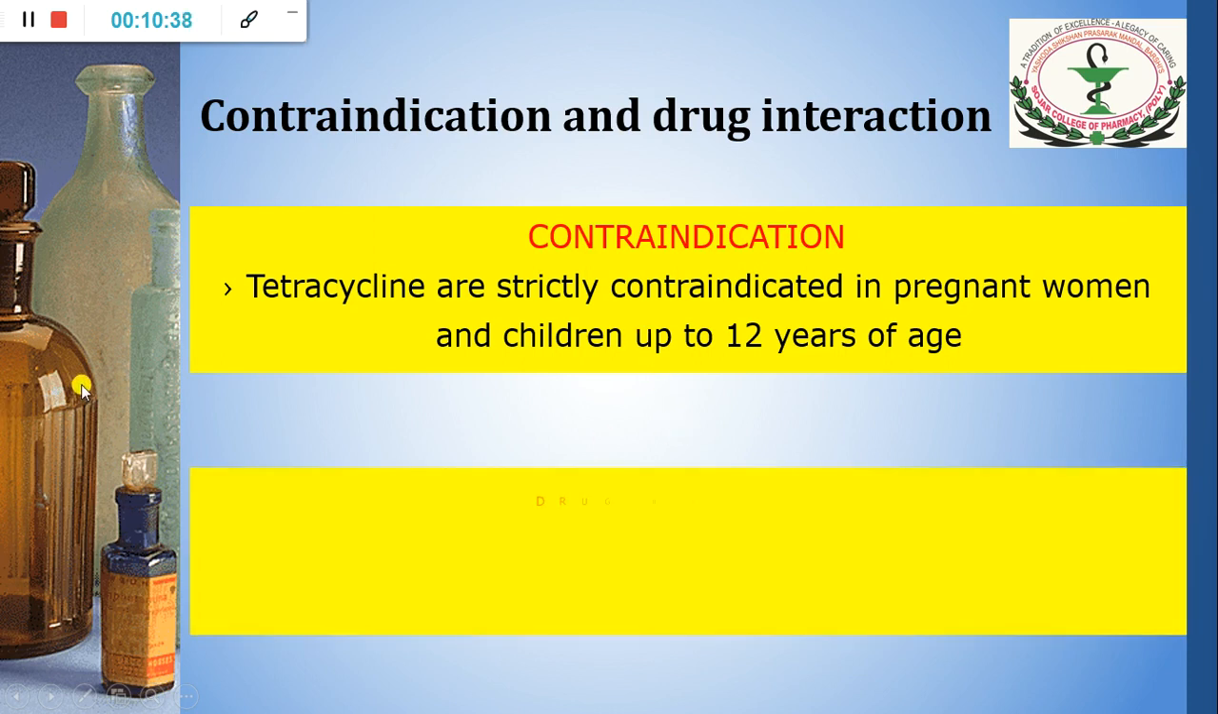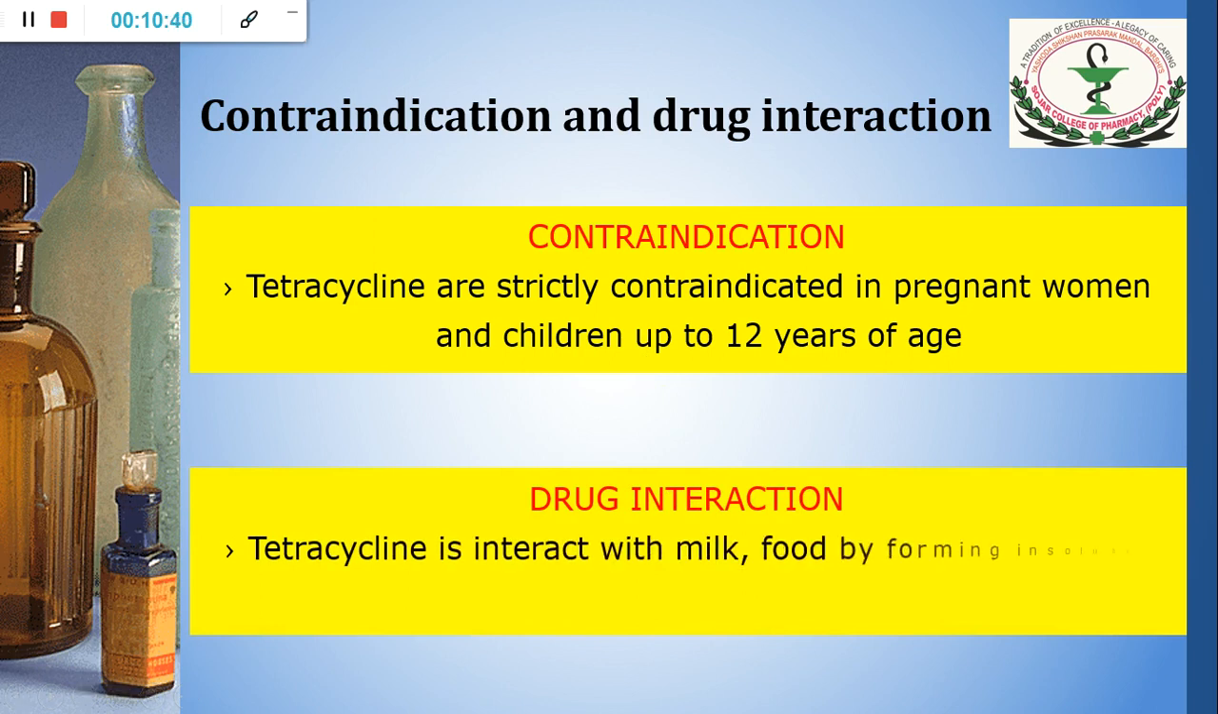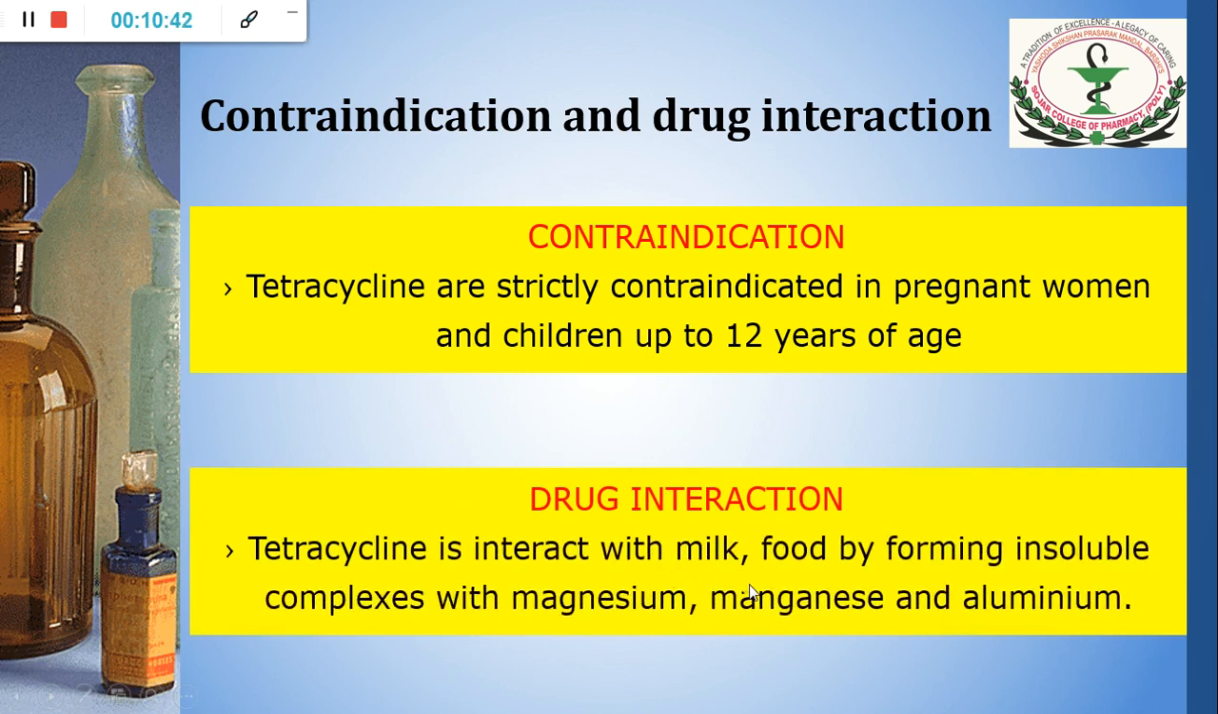Now the drug interaction. Tetracycline interacts with milk and food by forming insoluble complexes with magnesium, manganese and aluminum. That is why tetracycline is not given with milk or with food, because the absorption may vary by 50%. So this is the drug interaction of tetracycline.